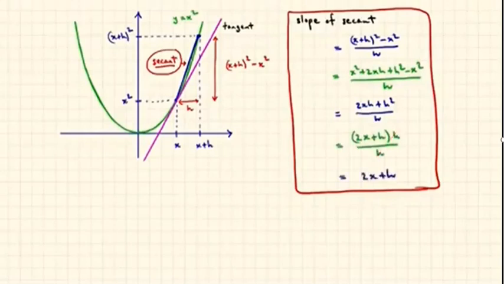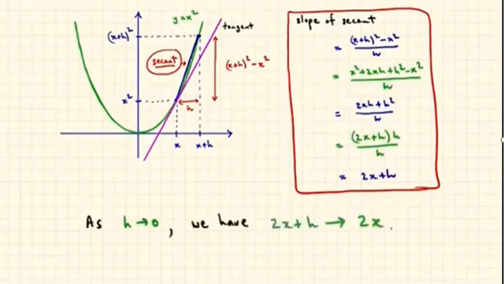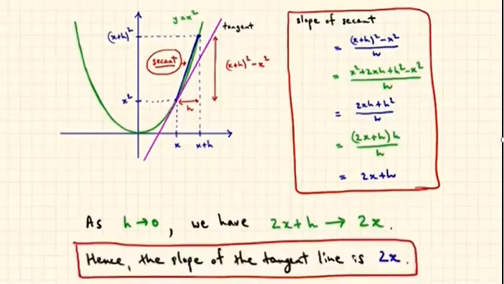As h gets closer and closer to zero, this expression 2x plus h for the slope of the secant gets closer and closer to 2x. We've derived this very important result, that the slope of the tangent line to the parabola y equals x squared at the point with coordinates x and x squared is just twice x.